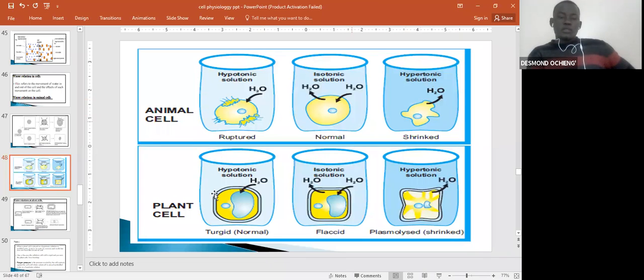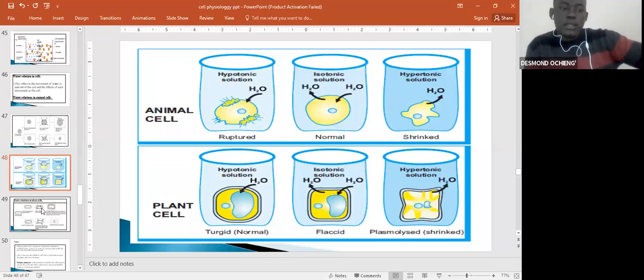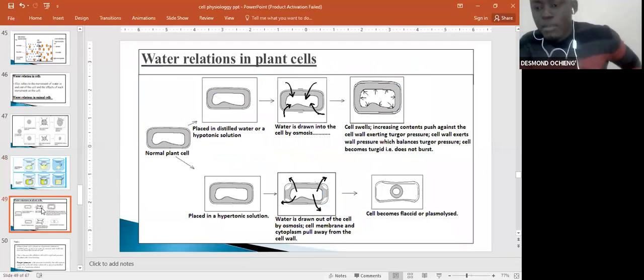Now we are supposed to look at what happens when a plant cell is placed in a hypertonic solution, isotonic solution, or hypotonic solution, which is called the water relations in plant cells. But because of time, we just have a minute left, so we will stop at that point. In our next class, we'll be looking at water relations in plant cells, the factors affecting the rate of osmosis, the roles of osmosis in plants and animals, and finally, the last bit of the topic, which is active transport.